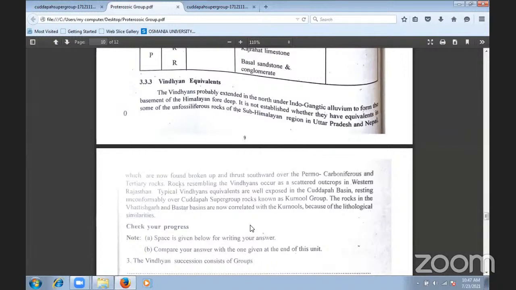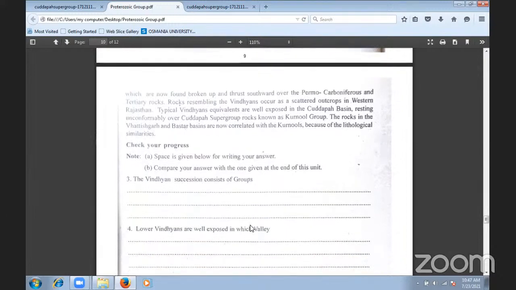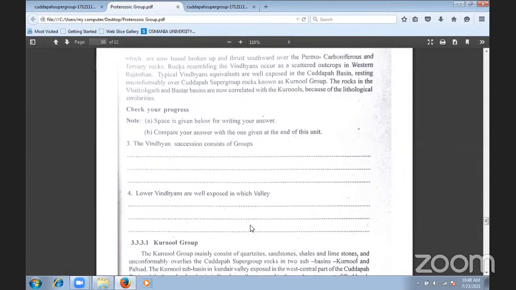Vindhyan equivalents: there are equivalents of Vindhyan formations. Probably the Vindhyans extend in the north under the Indo-Gangetic alluvium to form the basement of the Himalayan foredeep. They have equivalents in some unfossiliferous formations of the Himalayan region, located in Uttar Pradesh and Nepal. Typical equivalents can be identified in the Kadapa Basin, resting unconformably over the supergroup. Bastar and Indravati basins are also correlated to Kurnool because of lithological similarities.